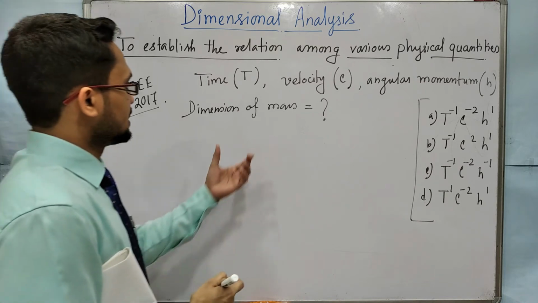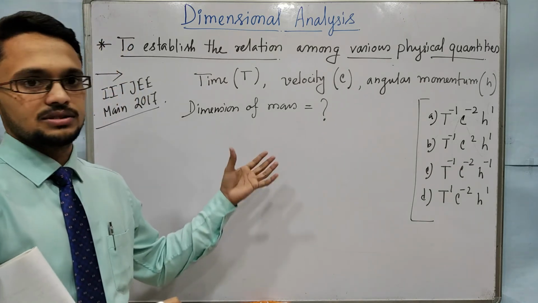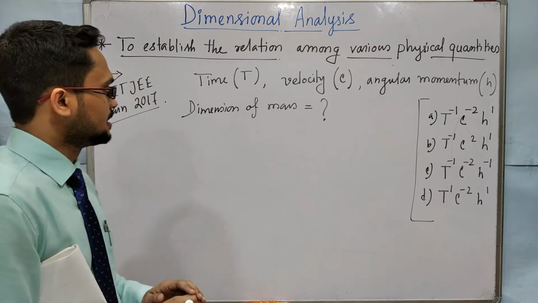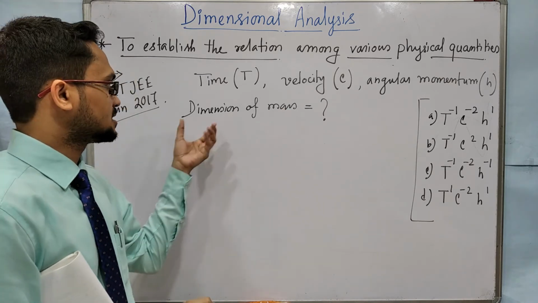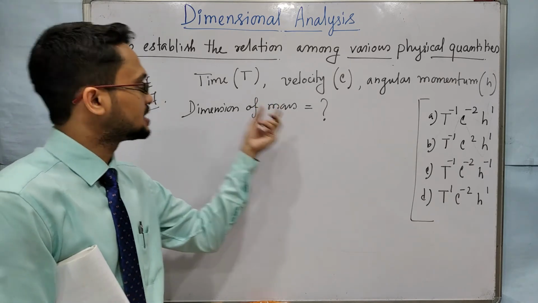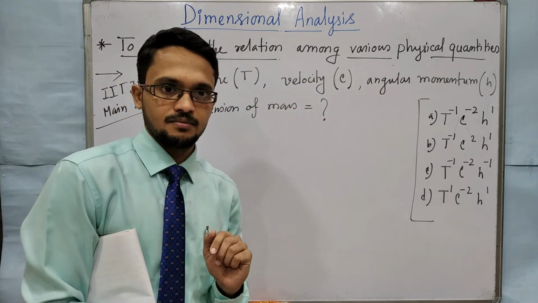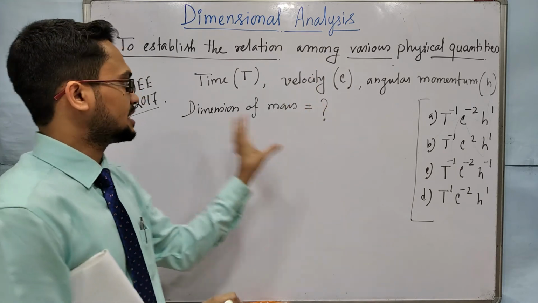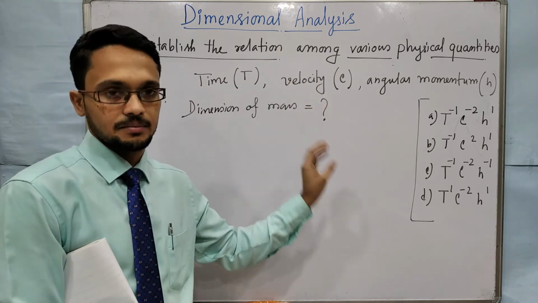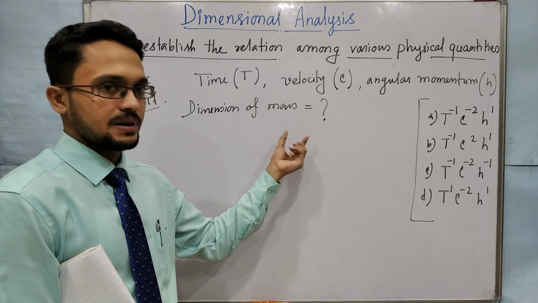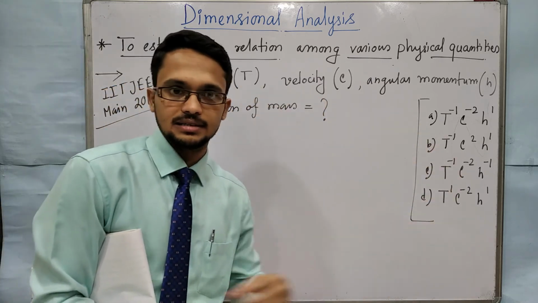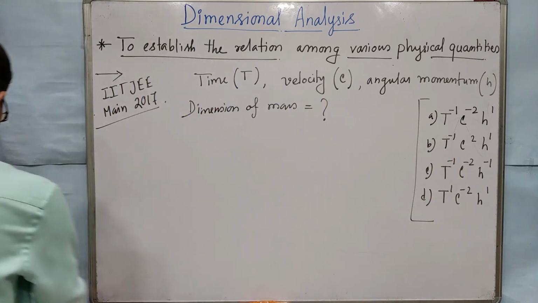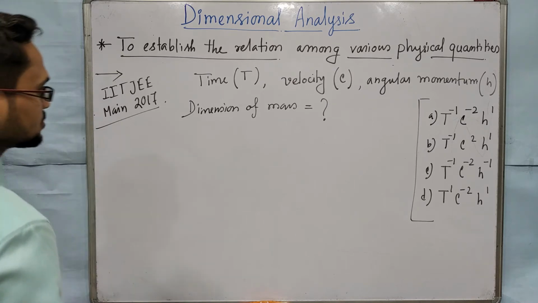Understand? So here basically the question is like the previous 2 problems. Here we have to find the dimension of mass. That means mass depends on these 3 quantities. These 3 quantities are given as the basic physical quantities, and you have to find the dimension of mass. So we will solve this problem like the previous way.